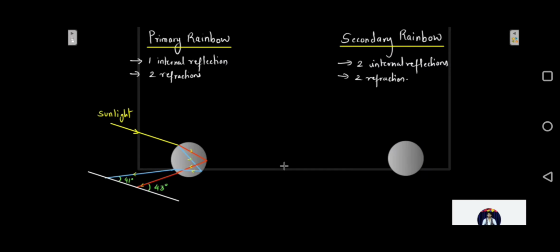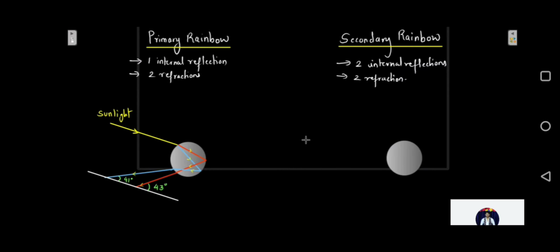Now coming to the secondary rainbow. So we know there are two internal reflections happening over here and two refractions happening over here. So again let us consider sunlight this side. When sunlight is made incident, something like this, let's take it at this point because there will be two internal reflections happening over here. If the sunlight is made incident on the raindrop like this, there will be a refraction happening over here. So again a dispersion would be happening. So there will be different colors coming out.